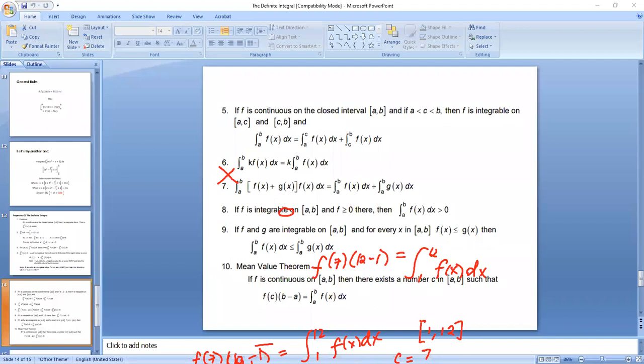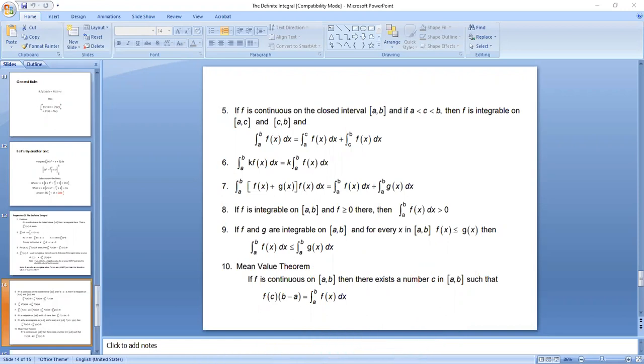These are the 10 properties you remember when we talk about the definite integral. If there's a need for you to go back to them and apply them in any situation, then you may do so. Do you have any questions?